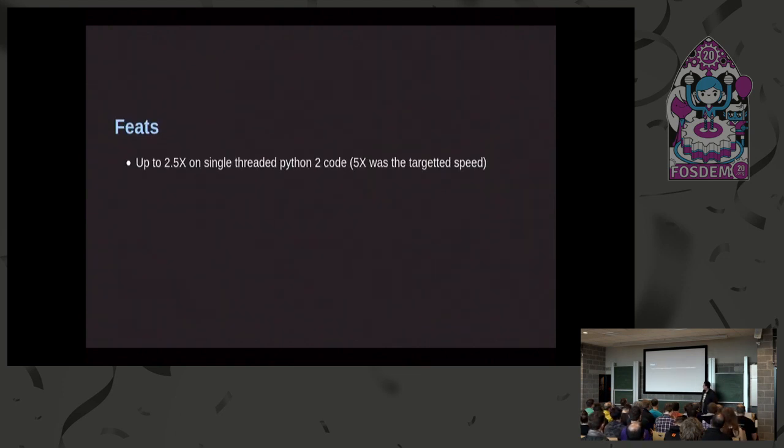Its features: it made Python 2.5 times faster on single-thread Python code. It's single-thread. They didn't solve the global interpreter lock problem. In Python, if you have CPU-bound code, it runs one thread at a time. It doesn't matter if you have 4 threads. It runs one thread because of some reference counting issues. And Unladen Swallow didn't solve it, but it made Python 2.5 times faster in single-thread code. Their aim was 5 times, but there were some problems reaching that aim.